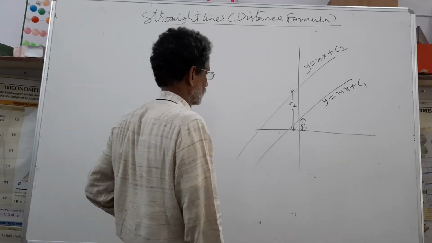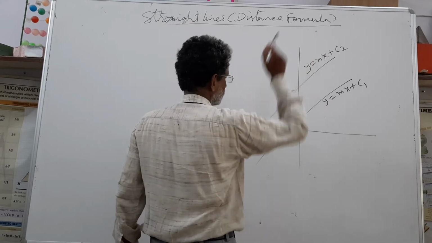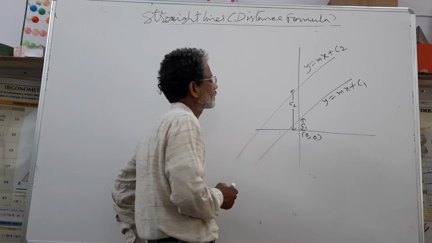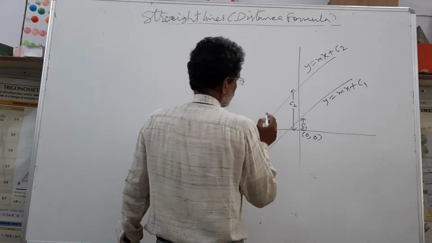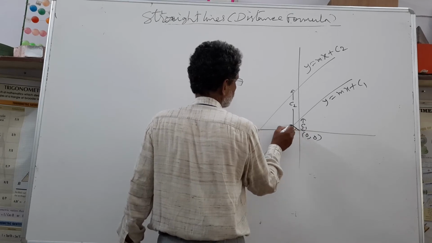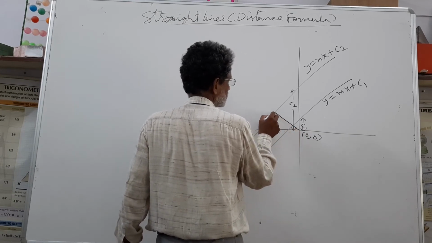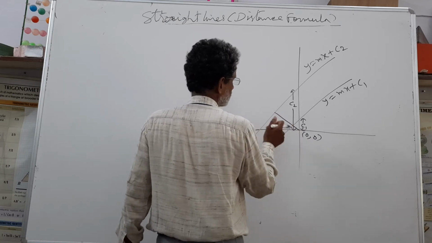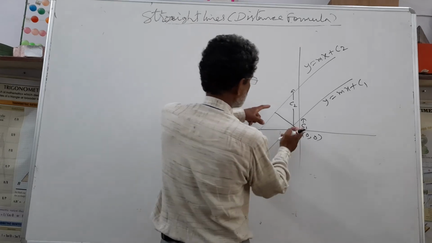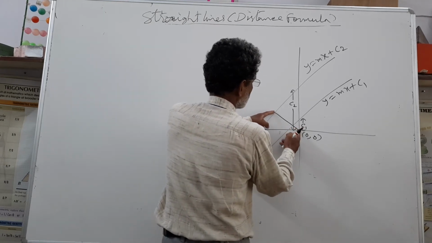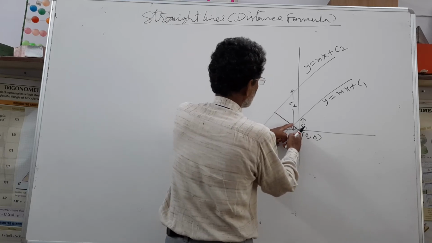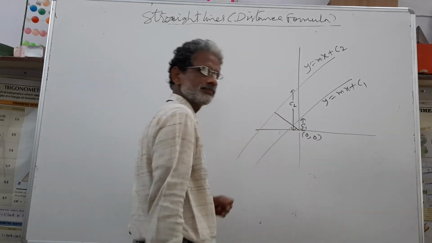Now, if we take this as the origin (0, 0), we find the distance of the origin from the second line, and the distance of the origin from the first line. First we find this distance and then subtract from it this distance. We will get this distance.